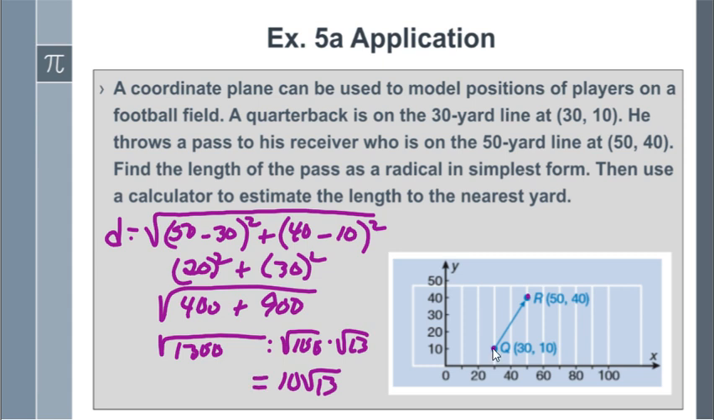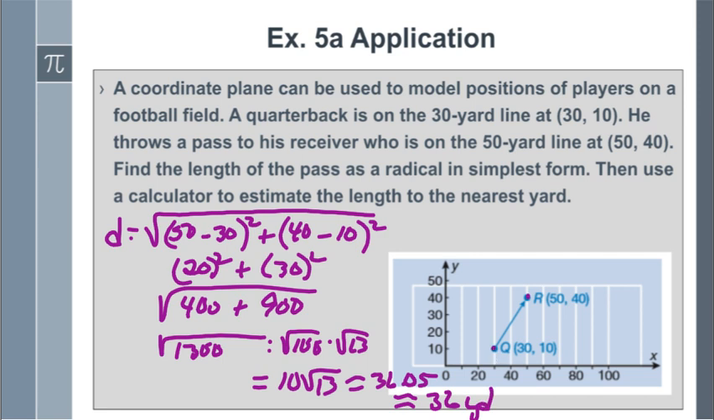And to put that as a nearest yard, we would do 10 times the square root of 13 to give us 36.05, which to the nearest yard would be 36 yards.